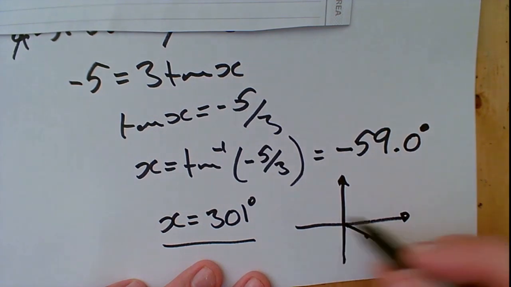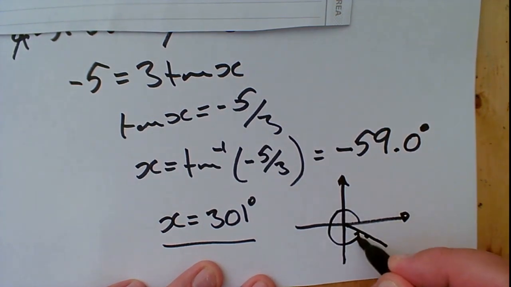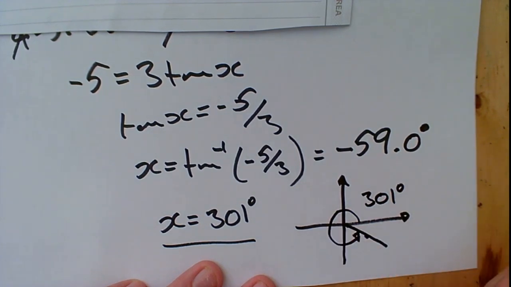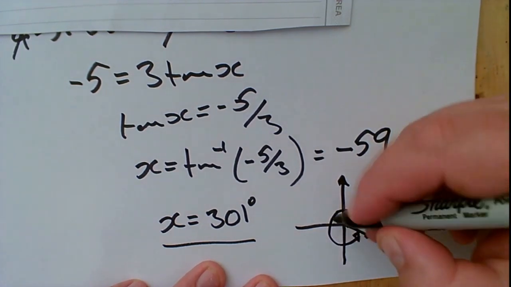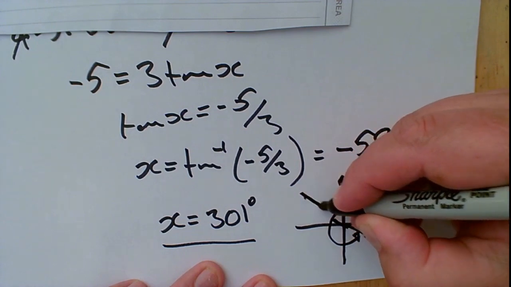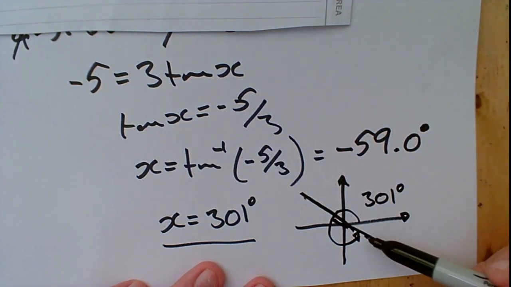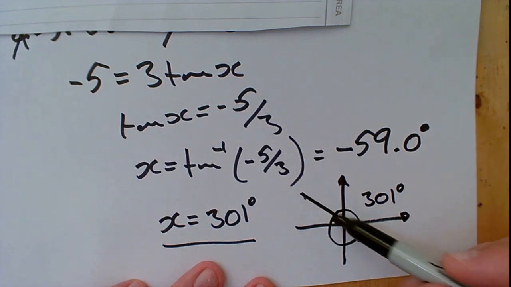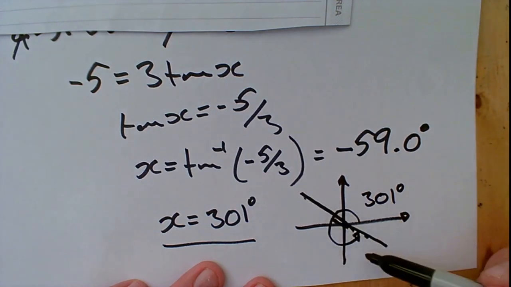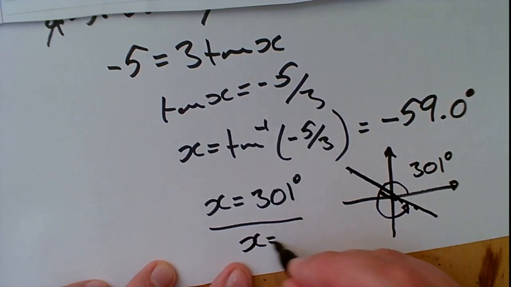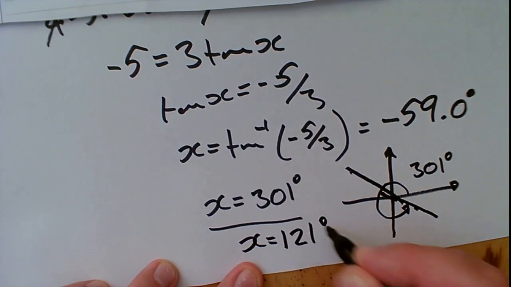Is there another point? I'm just going to put in that 301. Is there another line that also has the same gradient? Just carry the line on. Right, it's that line there. And then I'm not going to say anything other than that. Then look, angles on a line add up to 180, etc. So it's not too difficult for you to work out 121.